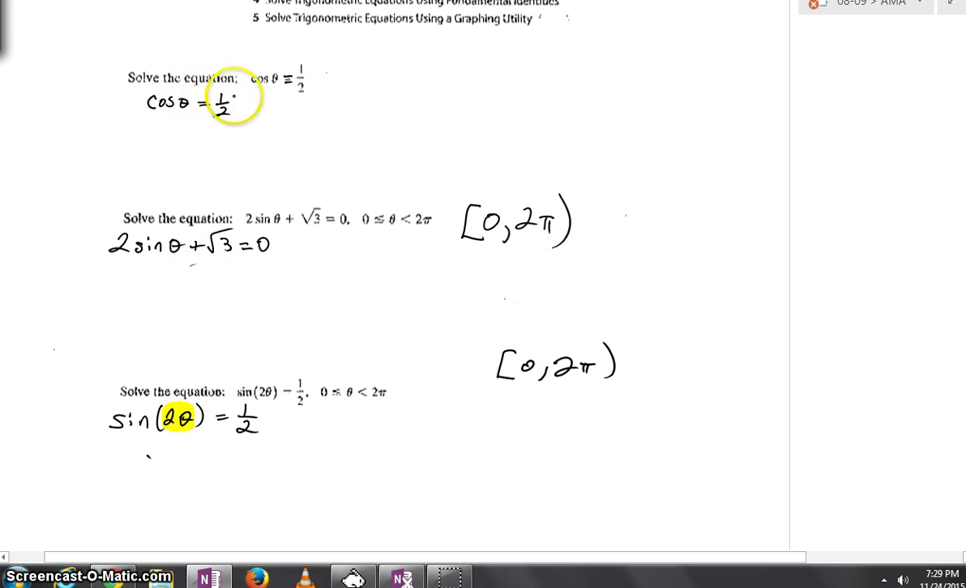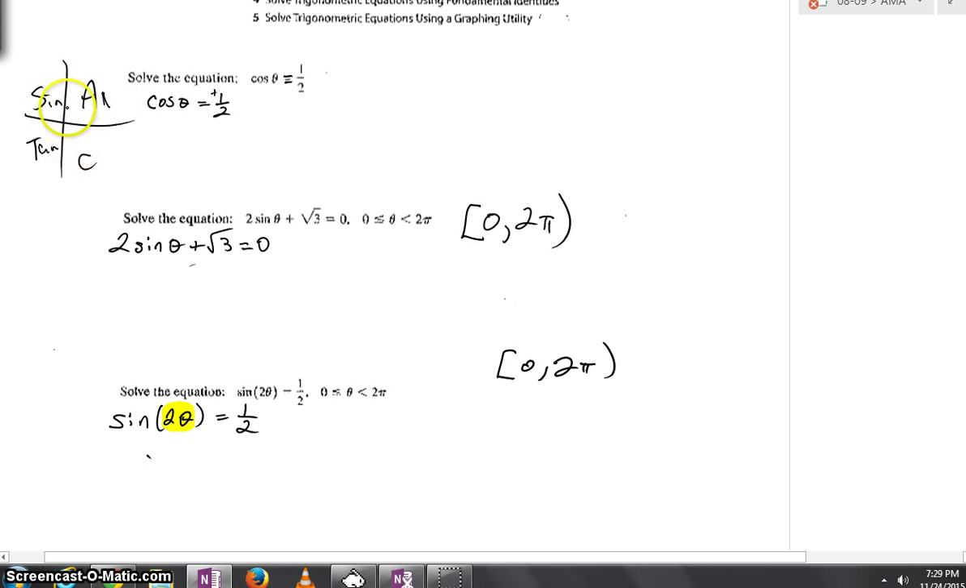Let's solve cosine of theta equals 1/2. What you're going to see is time and again, what we'd like to know is which quadrants we're interested in. Cosine is positive, and we have this mnemonic. All students take calculus. It tells us that all trig functions are positive in the first quadrant.